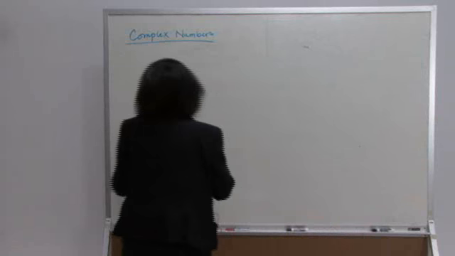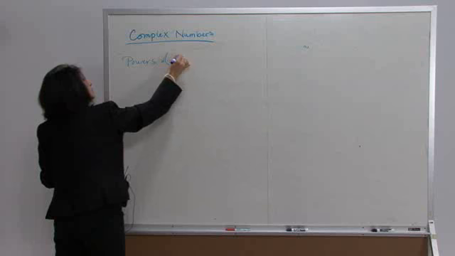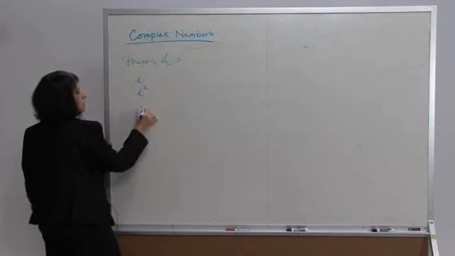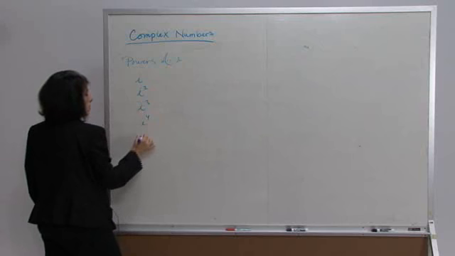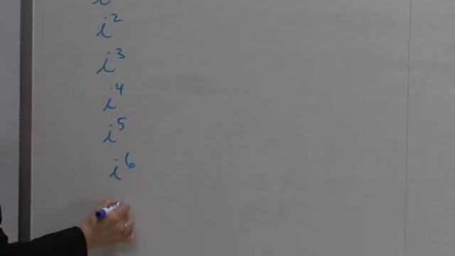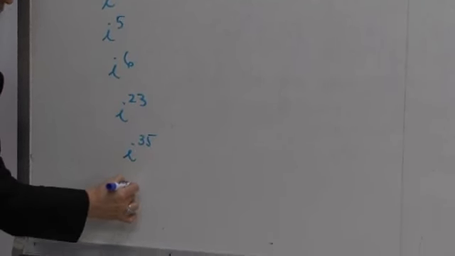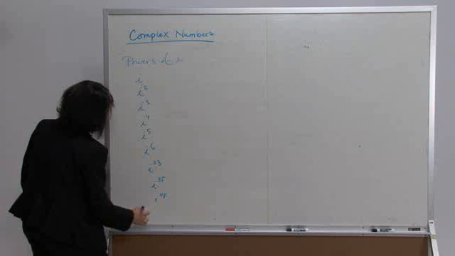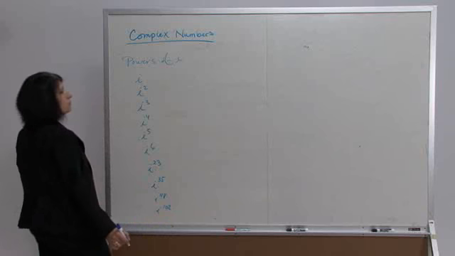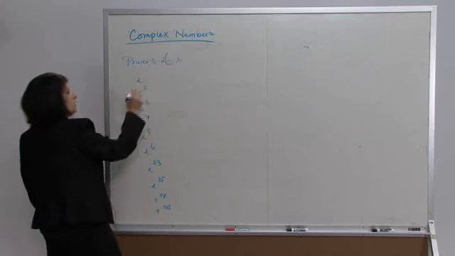So let's look at powers of i. Okay, so we have i, then we have i squared, i cubed, i to the power 4, i to the power 5, i to the power 6. And let's jump to i to the 23, i to the 35, i to the 48, i to the 102. Okay, so we know i is the imaginary unit, so we're going to leave it there.